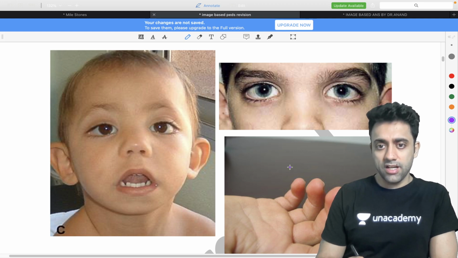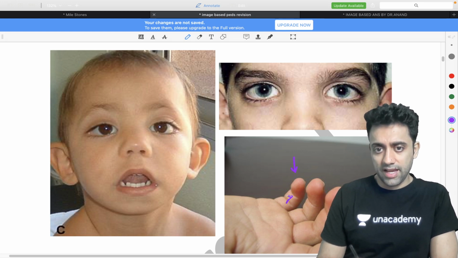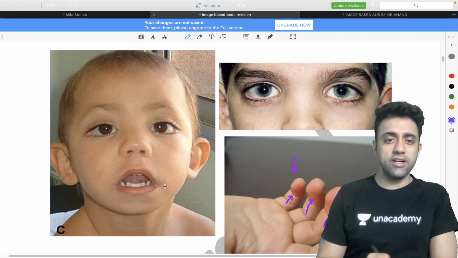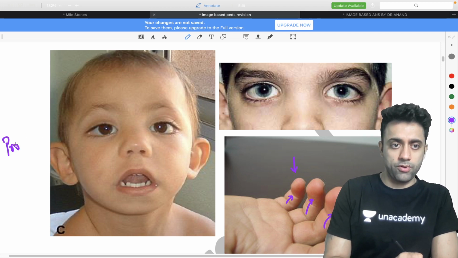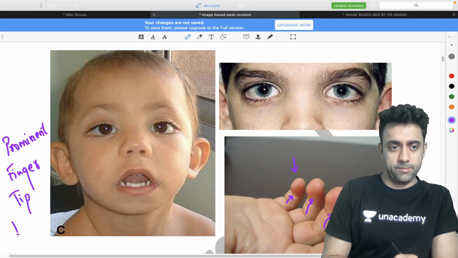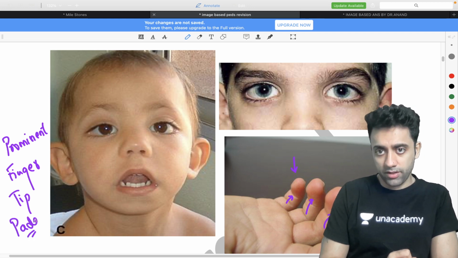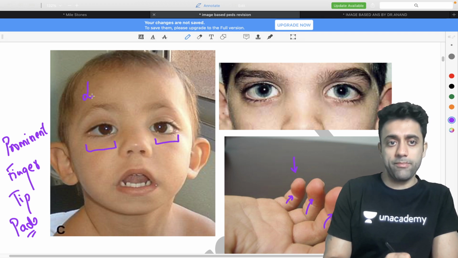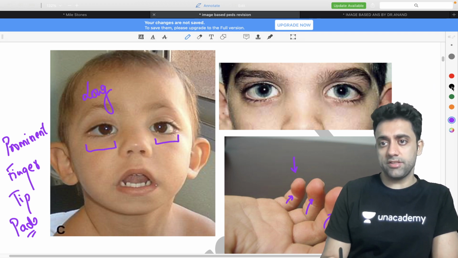Any random guesses? Number one, what is this? Anyone? This is nothing but prominent fingertip pads. I'll write it for you: prominent fingertip pads. Number one, very important. Now, also very important, long palpebral fissure. Long palpebral fissure, long eyes. I'll just change the pen.